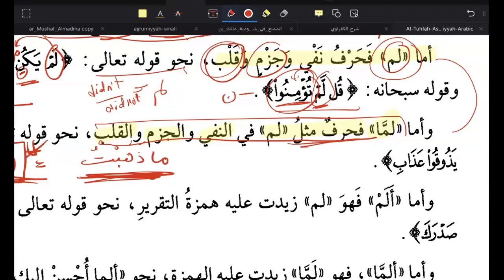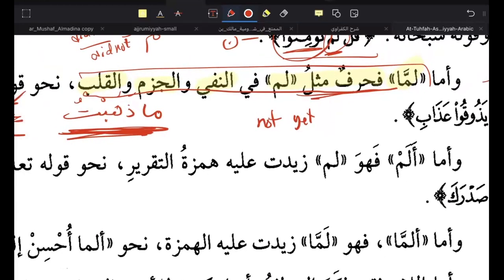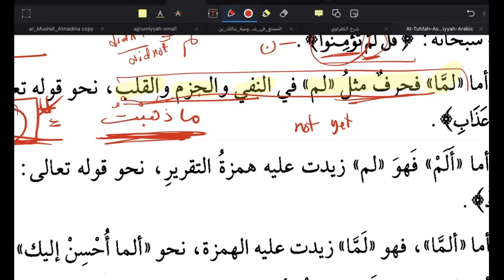Yes, ahsant, not yet. Some of the grammar books will go a little bit more into details and explain. For example, Alfiyyah of Ibn Malik will go a little bit into details. They will talk about the difference between the two. Past tense is connected to the present tense. So madin, you can say it's connected to hal. So the meaning continues from the past to present. And that's how we get not yet.